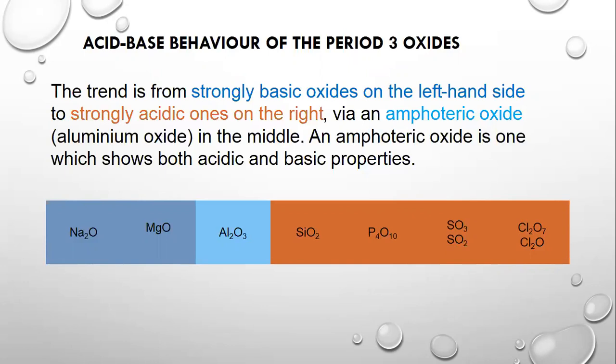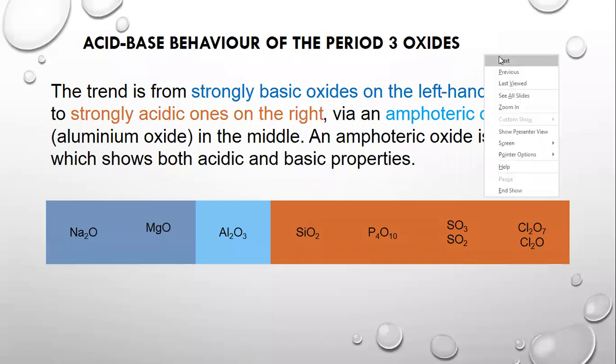The trend is like, on the left-hand side, you have strongly basic oxides, that is sodium oxide and magnesium oxide. Then on the extreme right-hand side, you have acidic oxides. Then in the middle, with aluminium oxide, are the amphoteric oxides. The trend is from strong basic oxide to amphoteric oxide and then strongly acidic oxides. Strong acid oxides are on the right-hand side and strong basic oxides are on the left-hand side, and aluminium oxide, that is amphoteric, is in the middle, that is Al2O3.